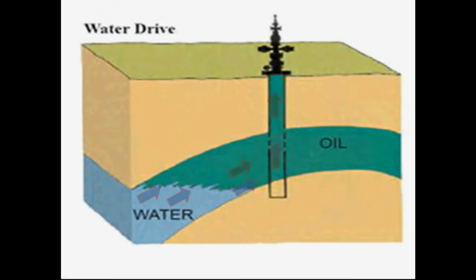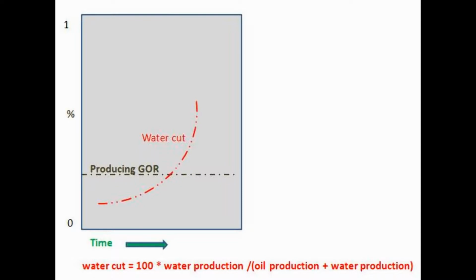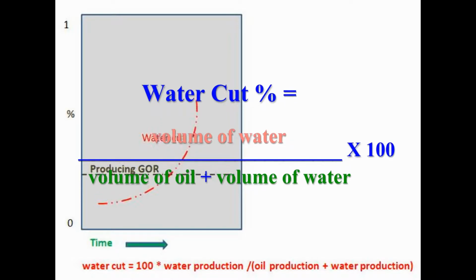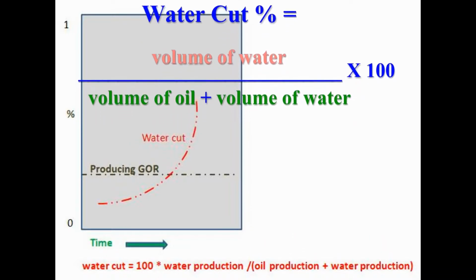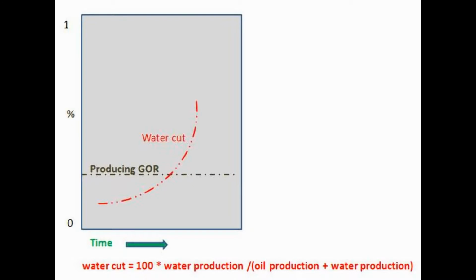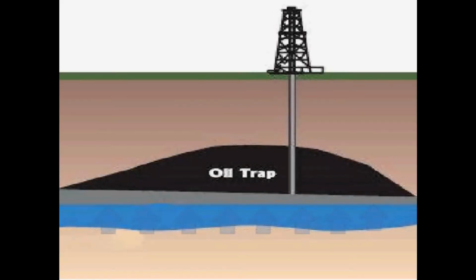We refer to the water production as the water cut. The water cut percentage is equal to the volume of water produced divided by the sum of the volume of oil produced plus the volume of water produced, times 100. Notice here that the producing GOR always stays constant because the bubble point pressure is usually never reached. Since water drives have the highest recovery rates, this recovery will be used if water conditions are favorable.